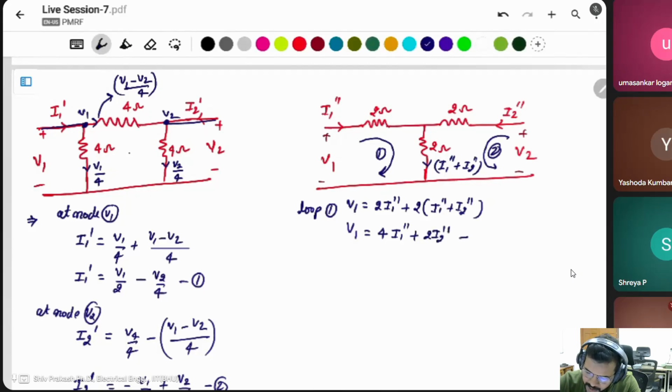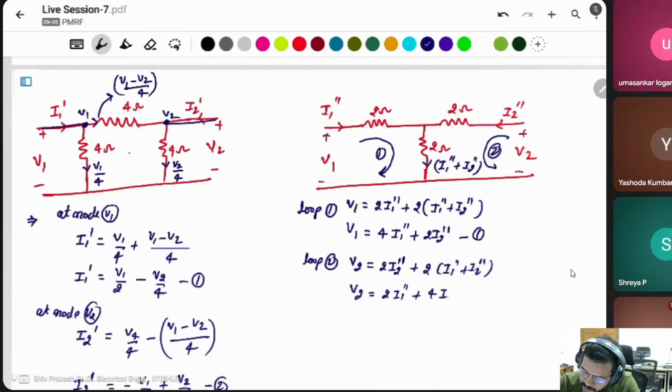Equation number 1 for this parameter. Same thing, apply KVL in loop 2. V2 will be I2 double dash into 2, so 2 I2 double dash plus the same 2 times (I1 double dash plus I2 double dash). Then V2 will be 2 I1 double dash plus 4 I2 double dash.